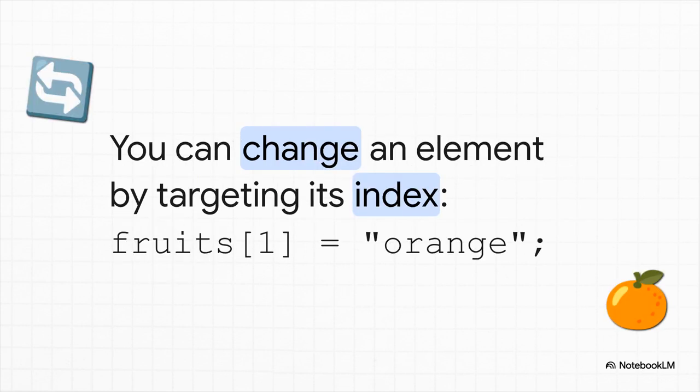And changing an item, it's just as easy. You just target the index, so index 1 for banana, and assign a new value, like orange. Boom, the array is instantly updated. But what if you want to know how many things are in your list without having to count them by hand? Well, every single array comes with a handy little .length property. For our fruits array, fruits.length just gives you the number, 3.